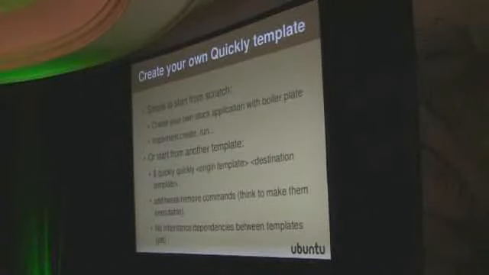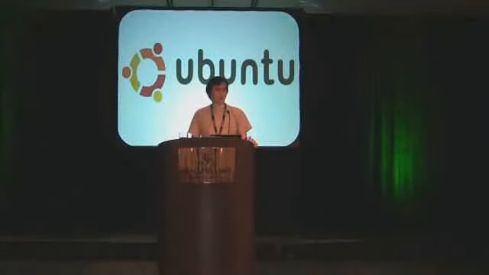So if you want to create your own Quickly template, it's very easy to start from scratch. You can first create your own stock application with boilerplate in whatever language you want. So you can write an application for GNOME in C, for instance, and have a template like that. And then you implement your own commands in whatever language you wish to. You're not bound to use Python. So here are just examples. You can create a create command, a run command, but you can create whatever you want.